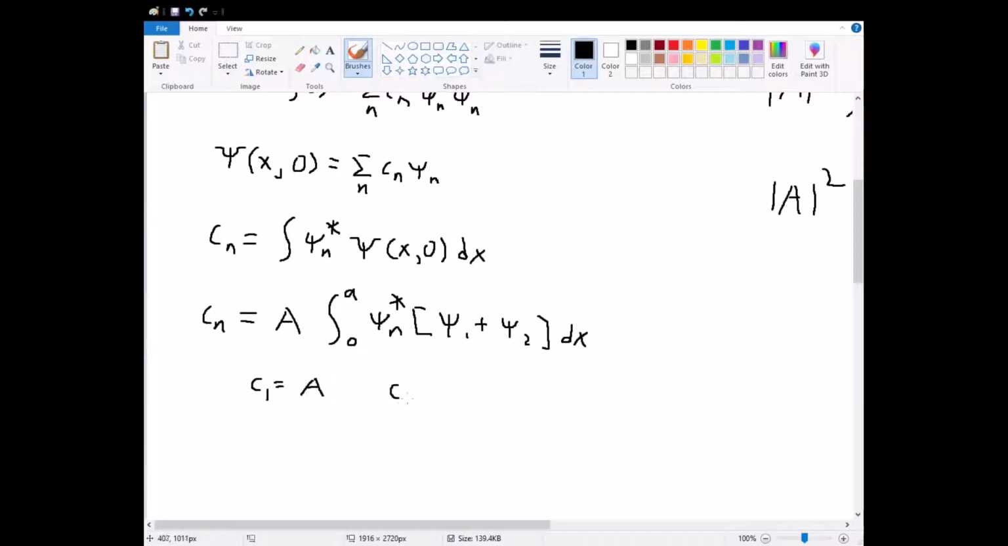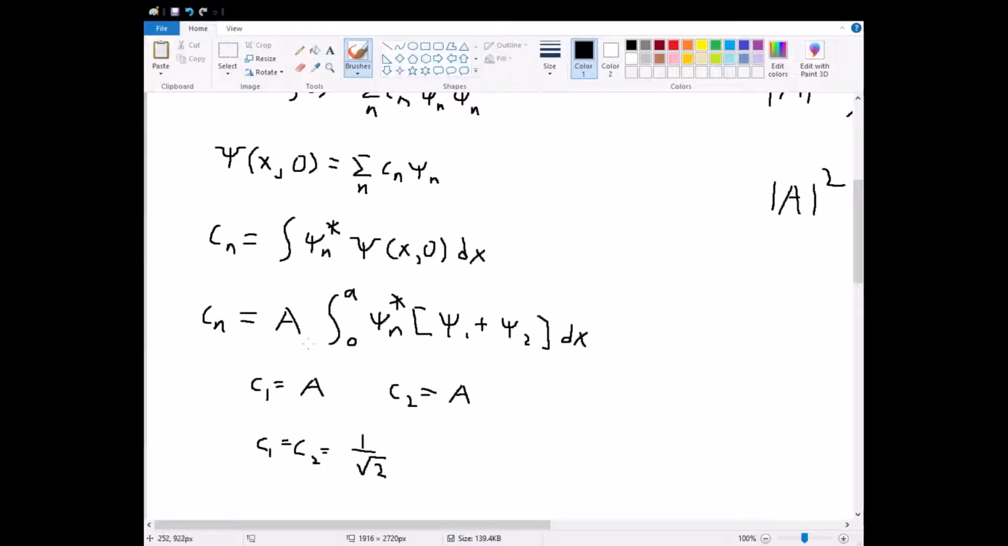And if we do C2, this is the exact same thing. We're just flipping the order. Now we have A times the integral of psi 2 star times psi 1 plus psi 2 star times psi 2. So the first term integrates to 0 due to orthonormality. So because of that, C2 is also equal to A. So therefore, C1 equals C2 equals 1 over the square root of 2.